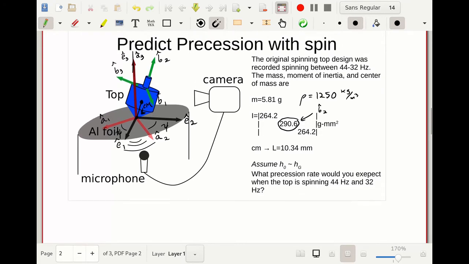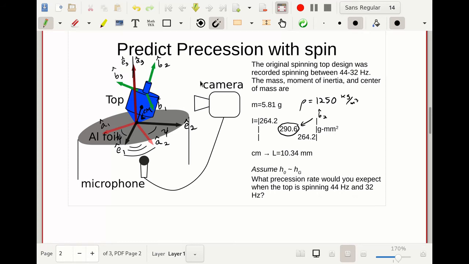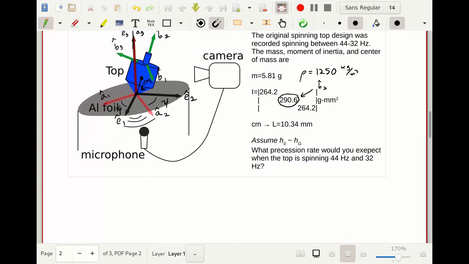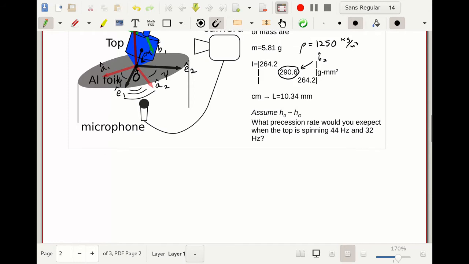In order to get an analytical prediction, to be able to write down one formula for this precession rate as a function of spinning, we're going to make the assumption that the angular momentum about this point O, about our origin, is equal to HG. And this happens because, if I have HO defined in my inertial reference frame, E1, E2, E3, this is equal to HG/O in that inertial frame plus HG. So we're saying that HG/O is about equal to zero.